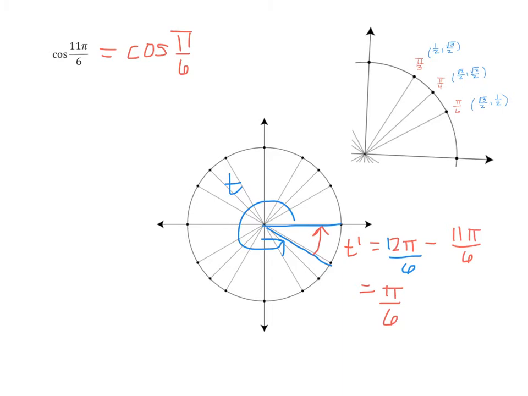Well, in the first quadrant and in the fourth quadrant, cosine is positive. So cosine of 11 pi over 6 is going to be the same as cosine pi over 6. We look at pi over 6 in our first quadrant, and we get the x value is square root 3 over 2, so that's the cosine of 11 pi over 6.